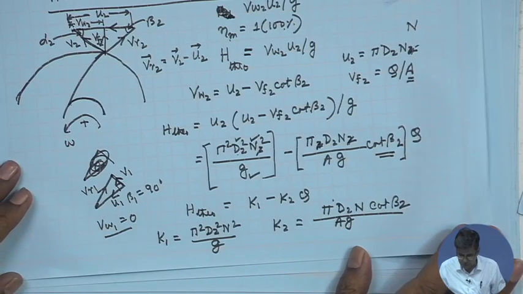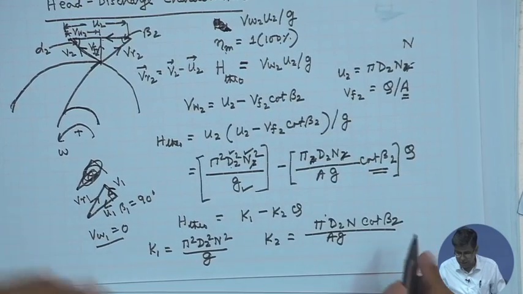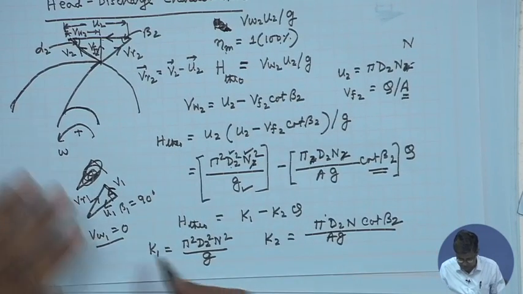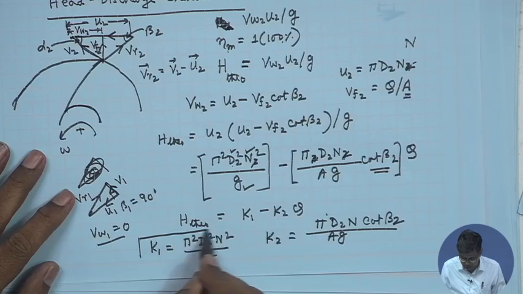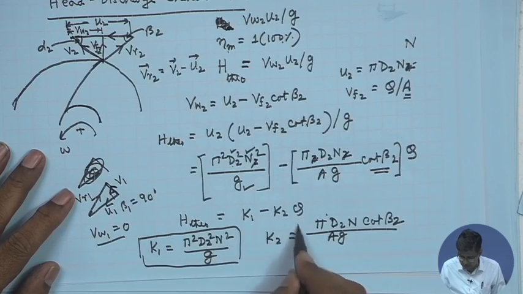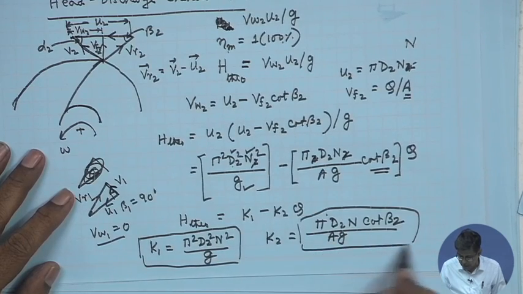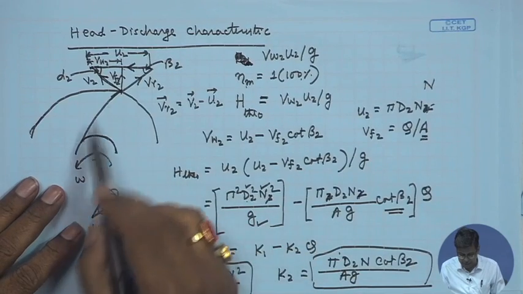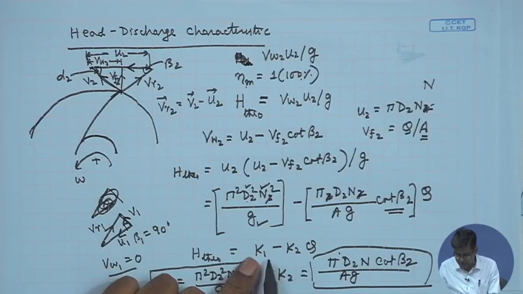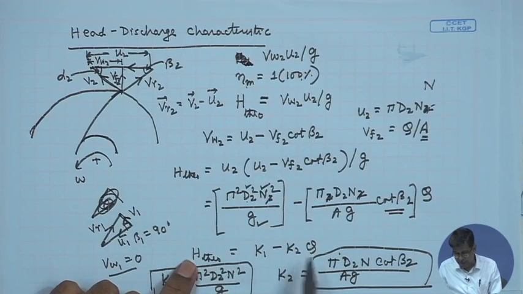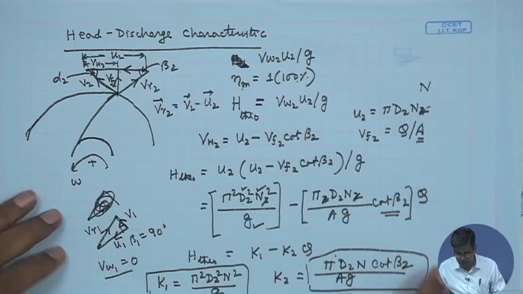So, this is given by K1 and K2, pi D2 N cot beta 2 by Ag. So, this is K1 and this is K2, constant. So, therefore, we see under the theoretical conditions neglecting the viscous effect, we can express, and this trend will be the same, that means H theoretical is decreasing with Q, and under theoretical condition it is a linear variation, linearly decreasing with Q given by this equation. The head developed is equal to K1 minus K2 Q, K1, K2 are given by this.